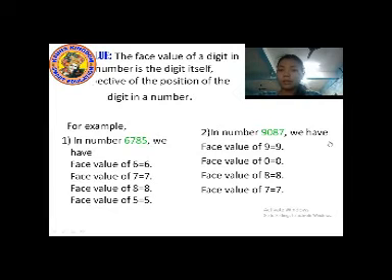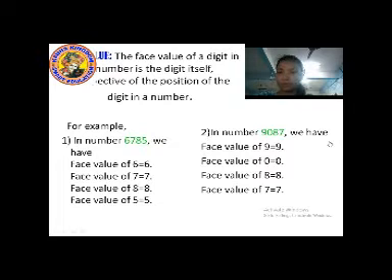Now we are going to learn about face value. The face value of a digit in a number is the digit itself, irrespective of the position of the digit in a number. The position of a digit does not matter in a face value.